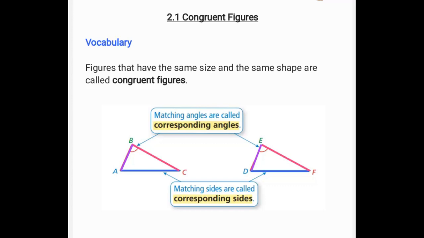This lesson's on 2.1, Congruent Figures. Let's talk about some vocabulary words. Figures that have the same size and the same shape are called congruent figures.